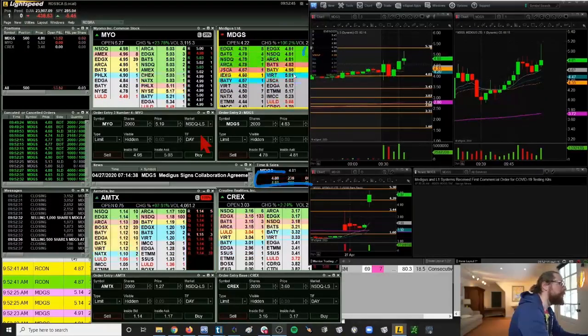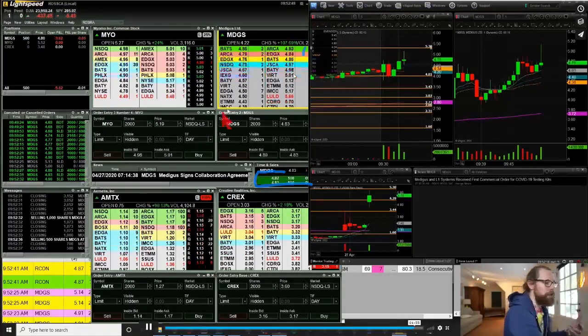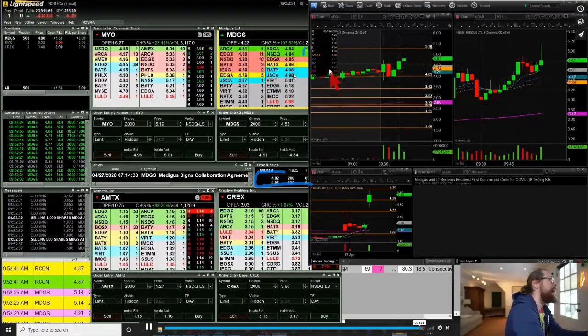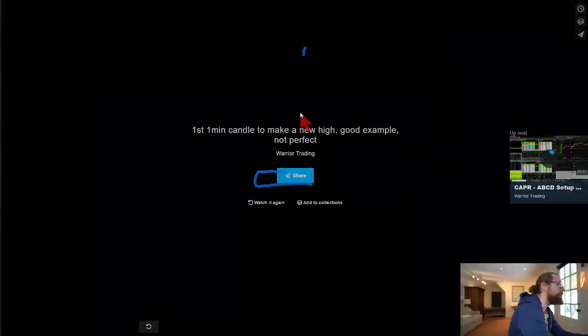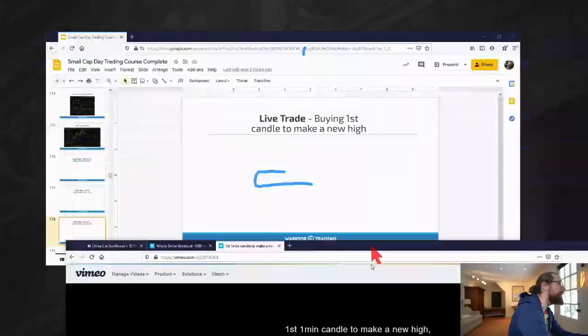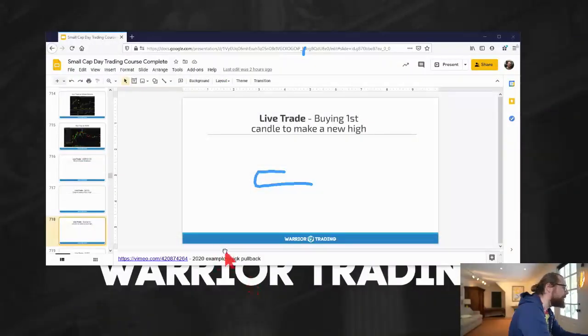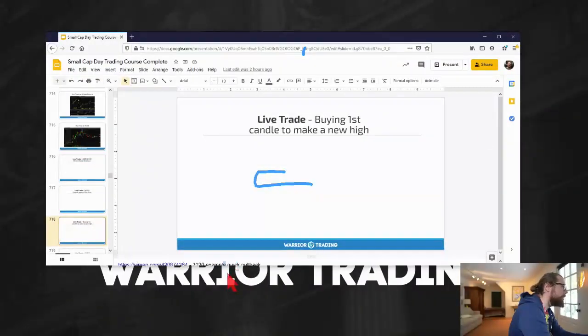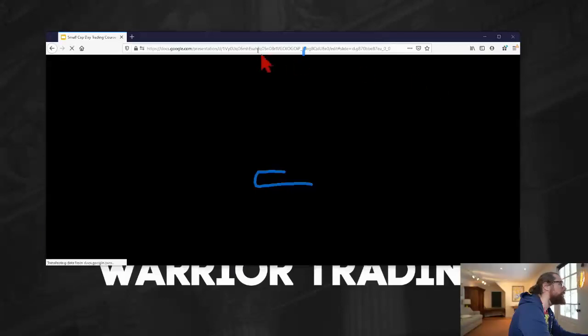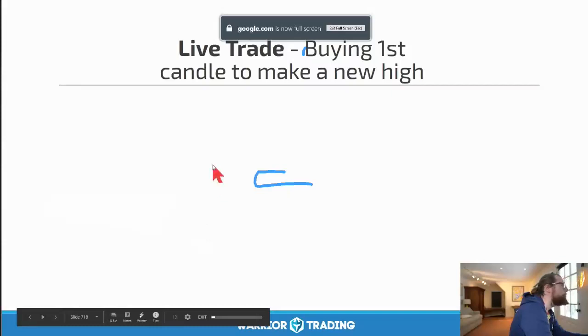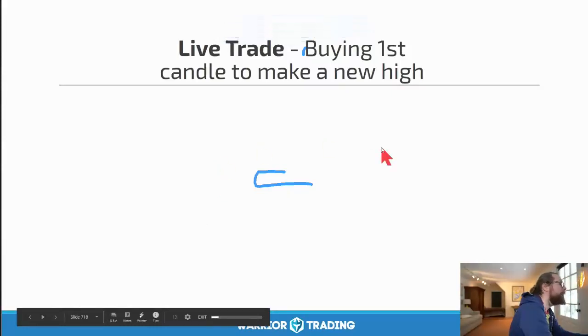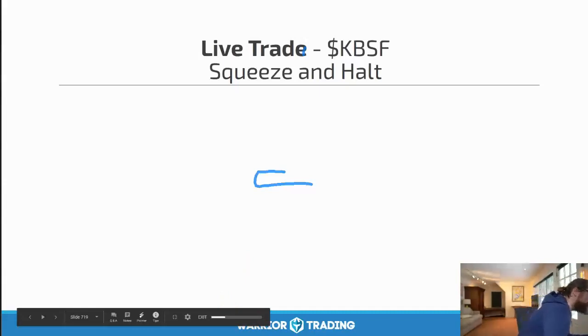This is very typical, regardless of my share size, that I'll unwind positions by selling half and then selling another half, whether it's into strength or, in this case, into weakness. All right, so let's back that one up here. Let me go like this, presenter view. Okay, so we got the first candle make a new high into half dollar, whole dollar break. Now let's look at KBSF.